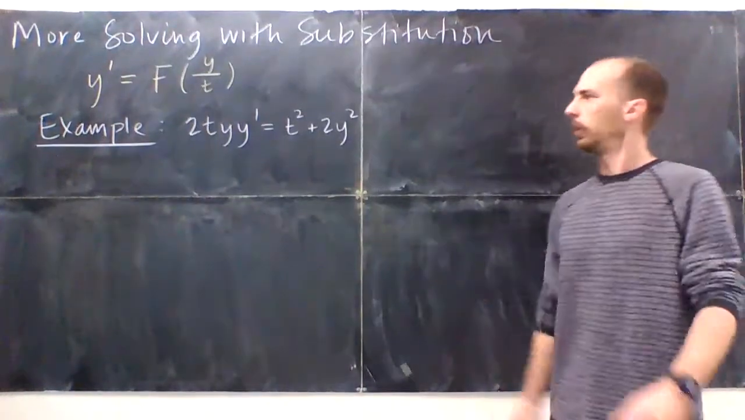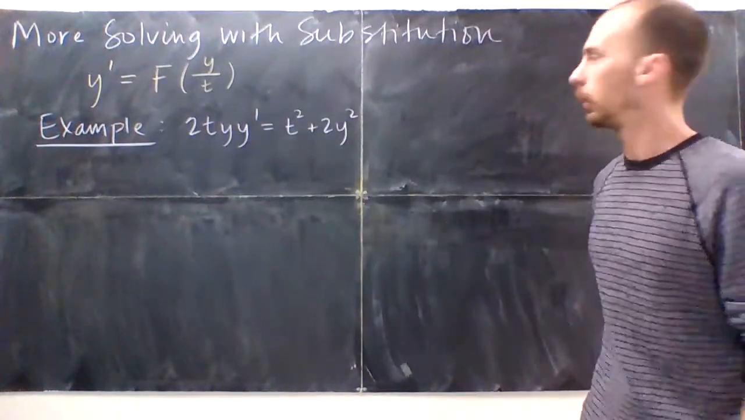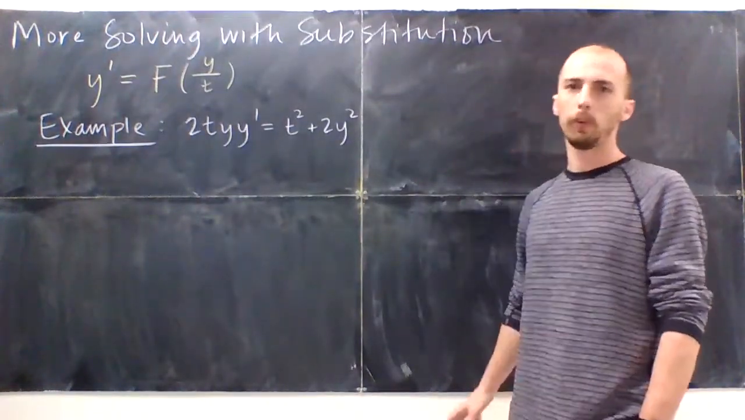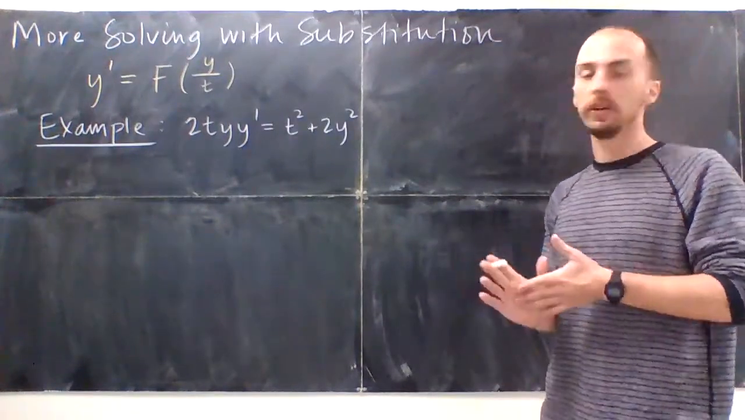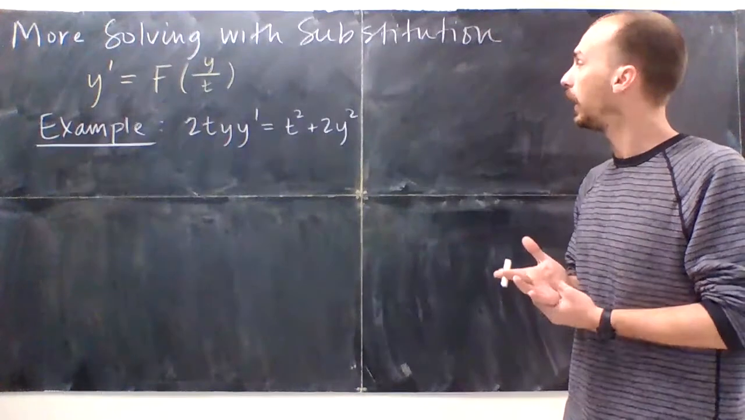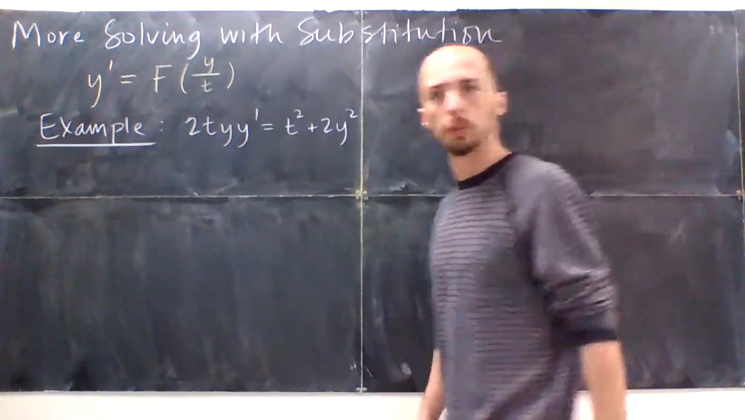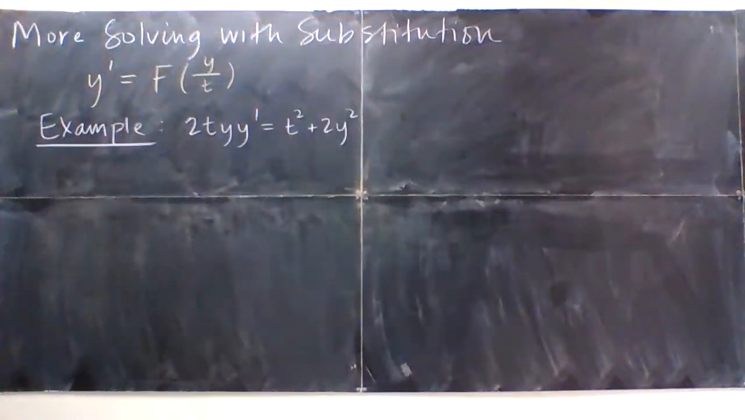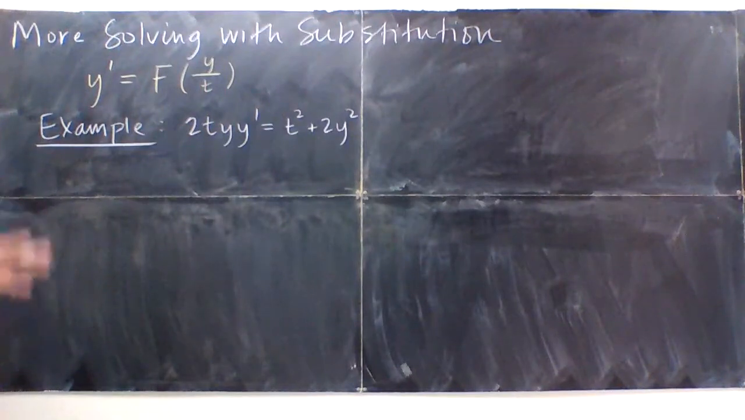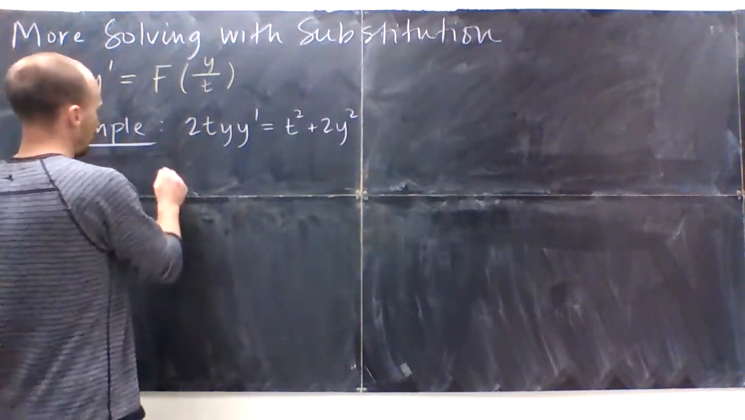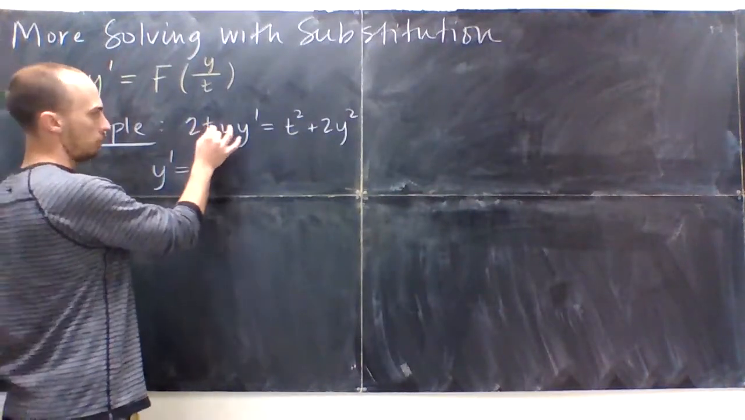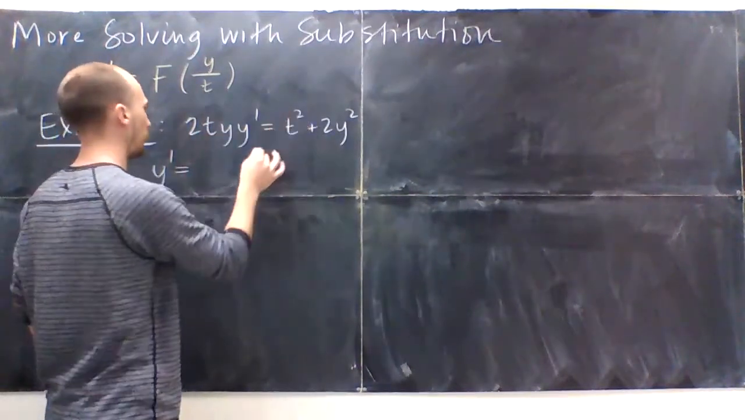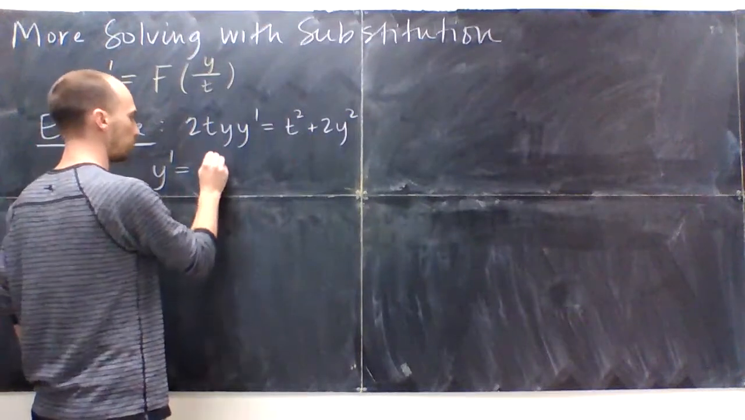All right, here's another one. And this one is also not written as y prime as a function of y over t, or it doesn't quite look like it. But the first step is going to be to divide everything by 2ty, and then you'll see that it will work out being, we'll have y's and t's divided by each other. So, if I tried to isolate y prime, I'm going to divide by 2, divide by t, and divide by y. So, I'll have t squared over 2ty. Maybe I'll just write that.